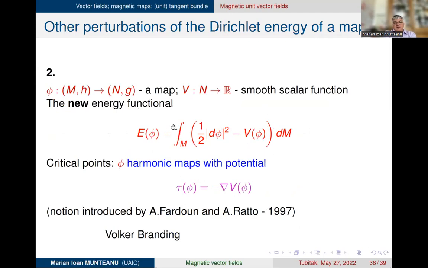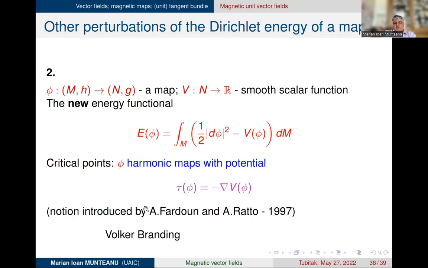And the second example I want to point out here is this perturbation. So again, a new energy functional. Here is the energy, and here is the potential part. So we have a scalar function V. This phi is mapped from M to N, and then we apply V to map in R. So for each point, we obtain a function here. So we integrate and we obtain a new energy functional.